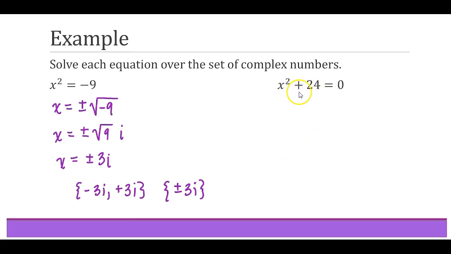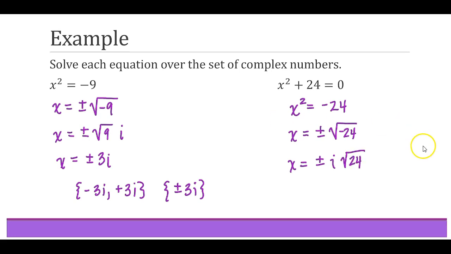In this example here, very similar type of problem. We're solving for x in this quadratic equation, and so what we can do is go ahead and subtract the 24. So I have x squared equals -24. And just like last time, to solve for x, if we take the square root of both sides, we get plus or minus the square root of -24. So we're going to have that i come out of there. So I have plus or minus, put the i in front this time, the square root of 24.